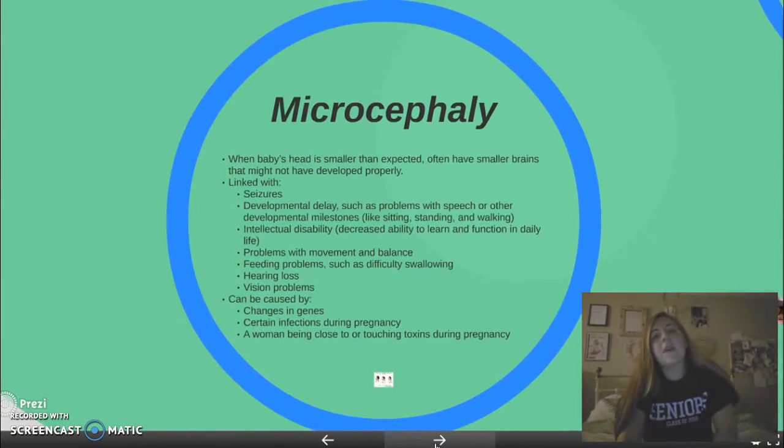So microcephaly. This is the birth defect that we're going to be focusing on today that Zika virus is linked to. This is when a baby's head is much smaller than average, and oftentimes they'll have smaller brains because they haven't developed properly. Microcephaly is also linked to seizures, developmental delay, intellectual disabilities, problems with movement and balance, feeding problems, hearing loss, vision problems, etc. It can be caused by changes in genes, certain infections during pregnancy, such as Zika, or a woman being close to or touching toxins during pregnancy.